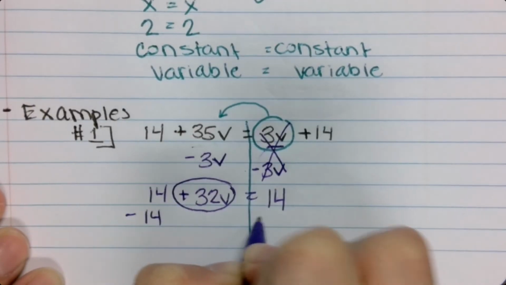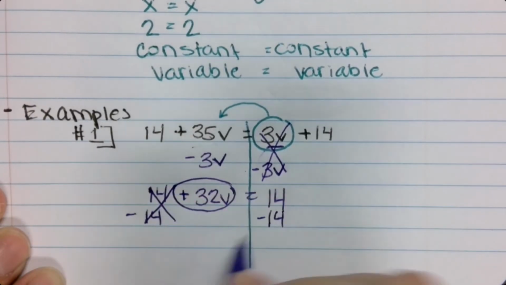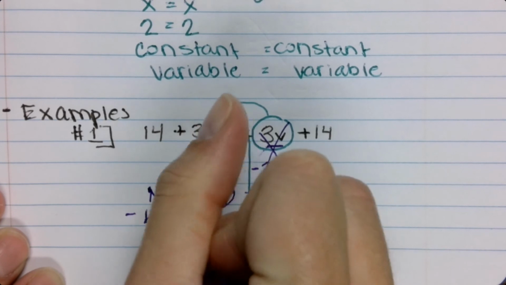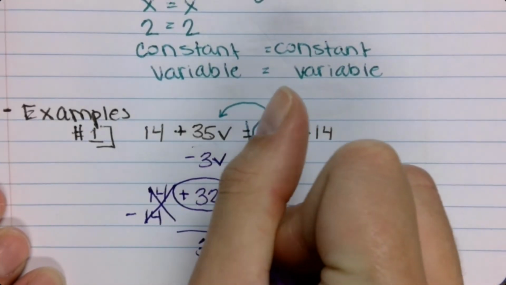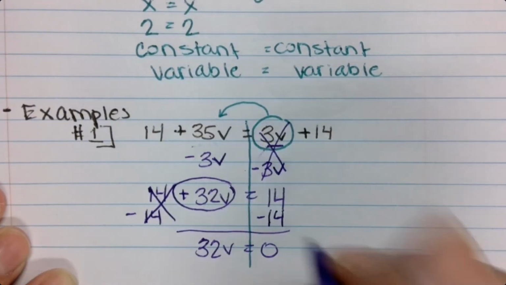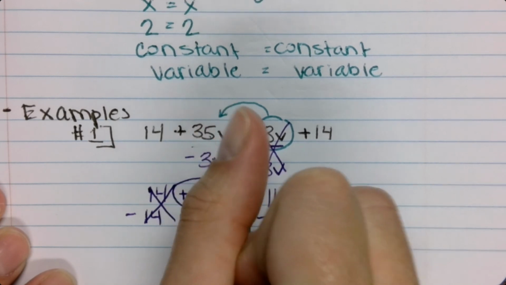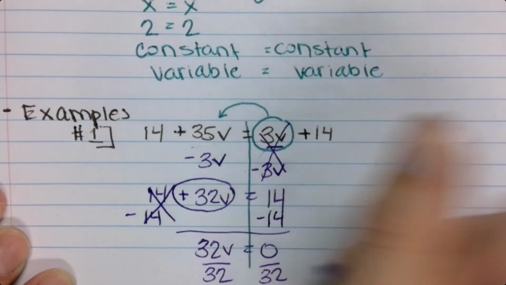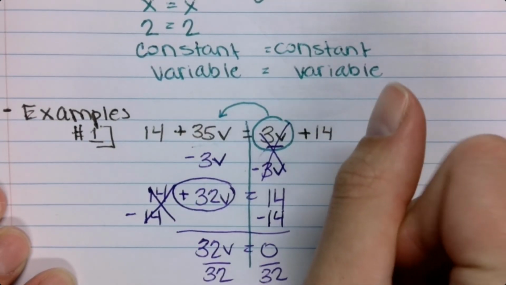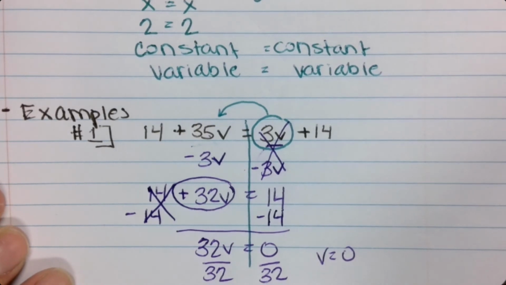So I minus 14 on both sides. That cancels out, leaving me with 32v equals 0. Well, if I divide both of these by 32, I would end up with v equals 0.